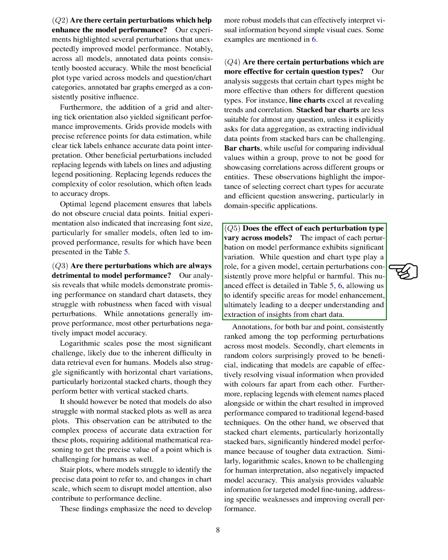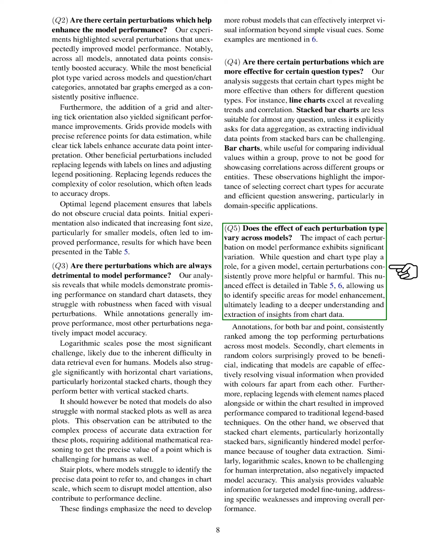While the question and chart type play a role, certain perturbations consistently affect models positively or negatively. Annotations and chart elements in random colors are among the top-performing perturbations. On the other hand, stacked chart elements and logarithmic scales hinder model performance. Understanding these effects can guide targeted model improvements to enhance overall performance.